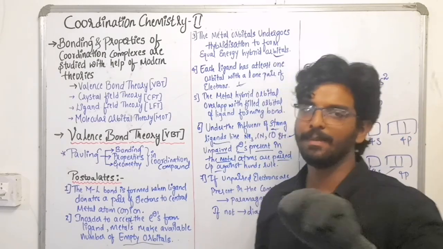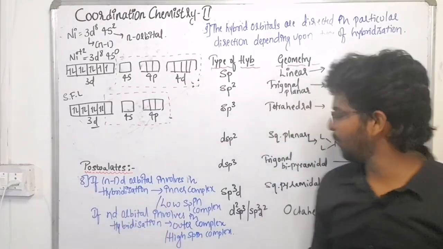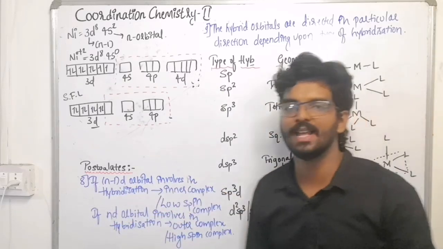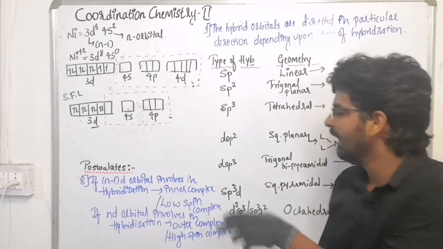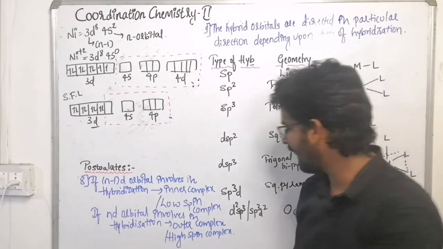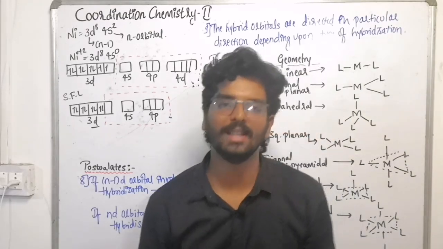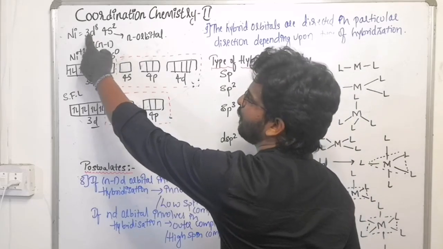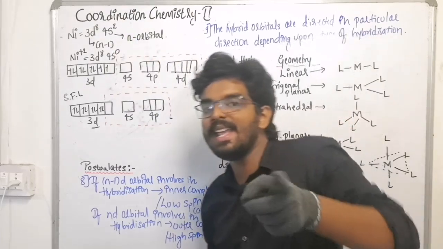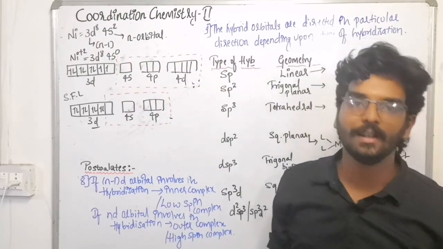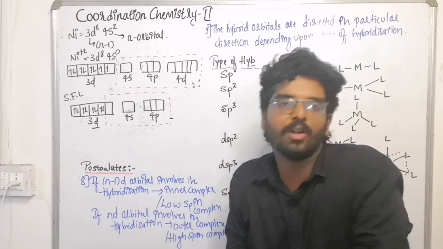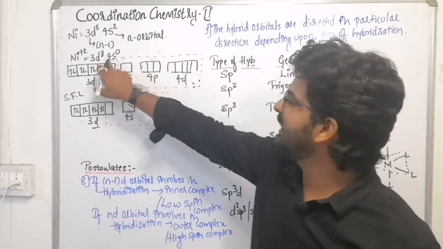Now we need to see the remaining two postulates. Let us study the 8th postulate of the VBT, in which he says that if n-1 d orbital is involved in the hybridization, then the complex is termed as inner complex or the low spin complex. In the same way, if nd orbital is involved in the hybridization, it is called outer complex or the high spin complex. For example, nickel has the electronic configuration 3d8 and 4s2. Here the 4s2 acts as the nth orbital, while the 3d8 acts as the n-1 orbital. So if you consider the Ni+2 state in a complex, that means 3d8 4s0.